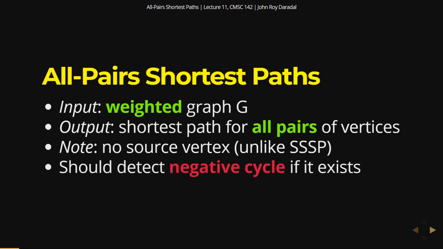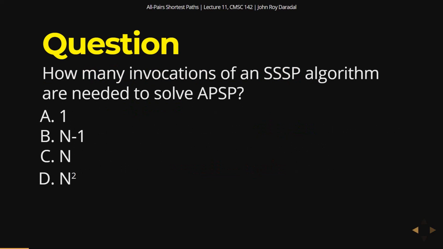And if a negative cycle exists in the graph, the negative cycle should also be detected, because in that case, no shortest path can exist. Okay? Now, let's answer this question. How many invocations or how many runs of an SSSP algorithm are needed to solve APSP? Is it 1, n minus 1, n, or n squared? So try to think about the answer first before moving forward with this video.